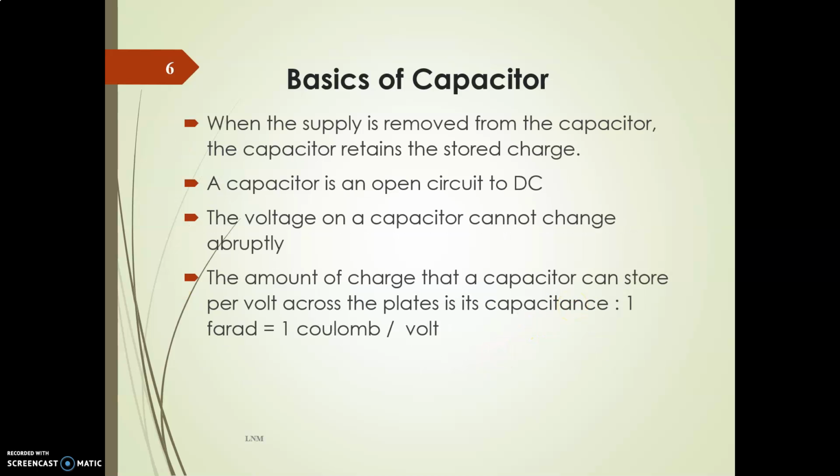Okay, when the supply is removed, the capacitor retains the stored charge. Tapi bila mana capacitor is long term connected to DC, it will act as an open circuit to DC. Okay, the voltage on the capacitor cannot be changed abruptly. Maksudnya it cannot be changed suddenly. Tak boleh tiba-tiba akan berubah. It will discharge. Okay, so the amount of charge that a capacitor can store per volt across the plate is capacitance equal to 1 farad. That means 1 coulomb per volt.